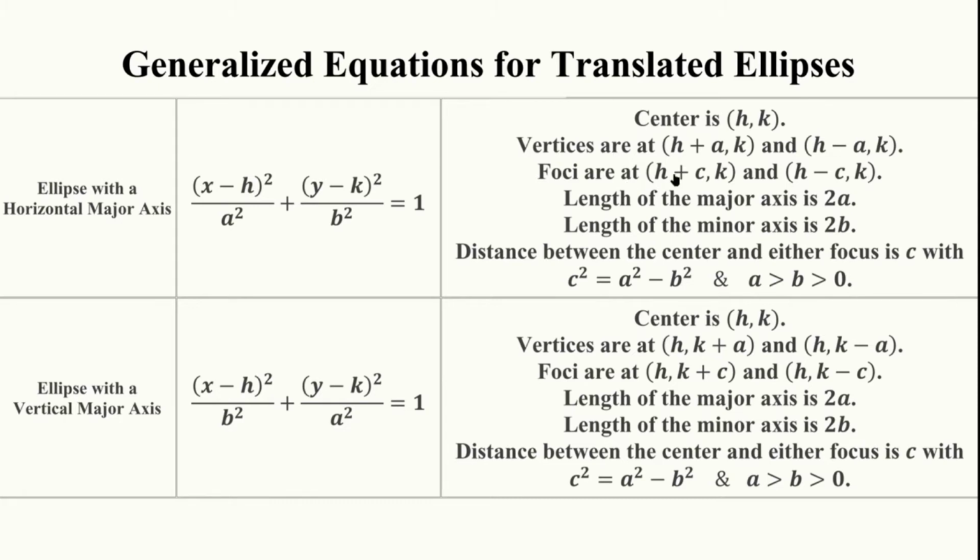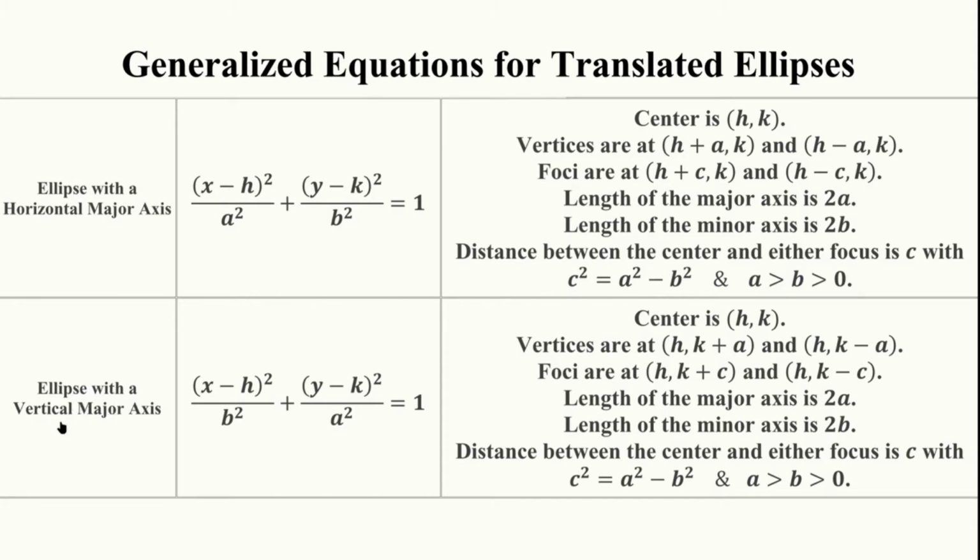And the foci are going to be at h plus c, k and h minus c, k, same business, just move it appropriately. The length of the major axis is still going to be 2a, just like it was before. The length of the minor axis is going to be 2b. And the distance between the center and either focus is c, which we know can be found using this formula. And here, of course, a is going to be greater than b, and both are going to be positive values, greater than 0.